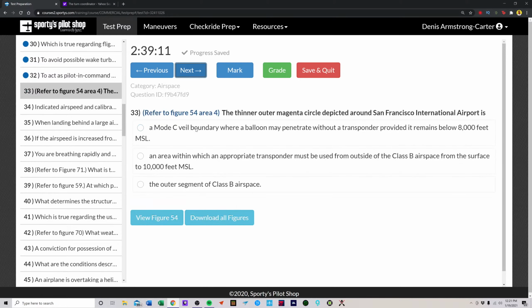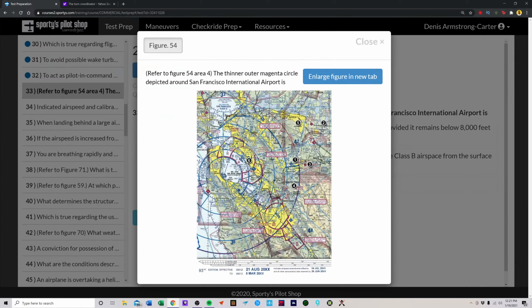It would be an instructor. Alrighty, guys, here's another one. The thinner outer magenta circle depicted around SFO is. Let's see what they're talking about. Area 4. The thinner magenta circle.